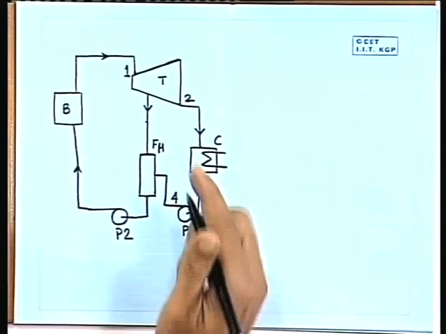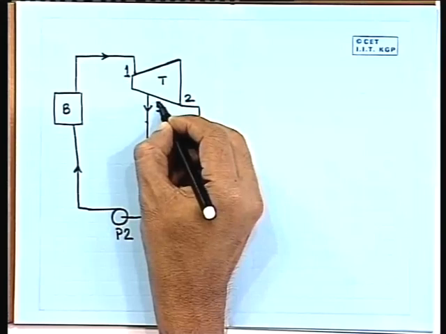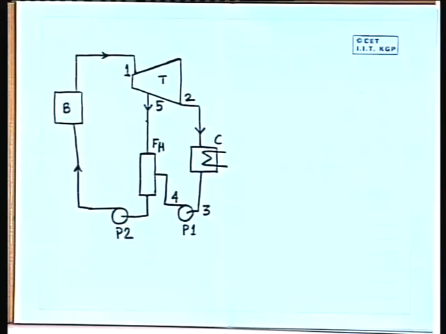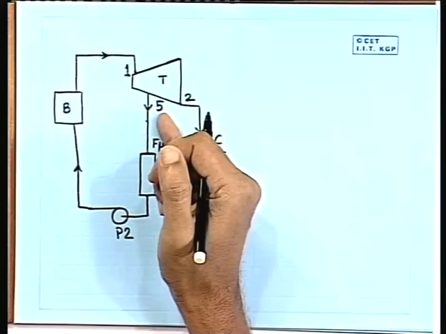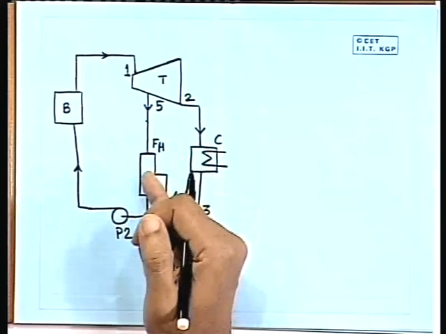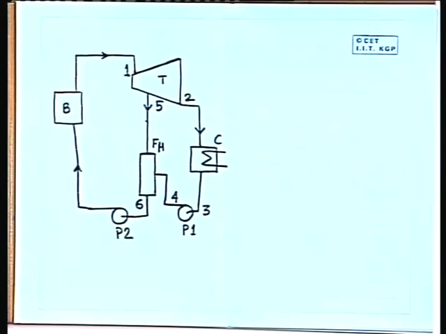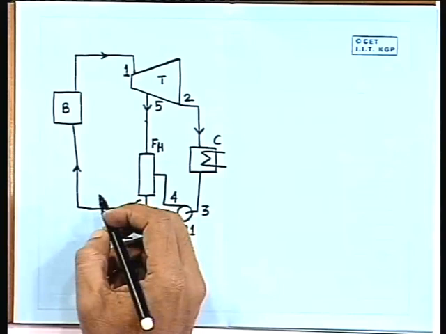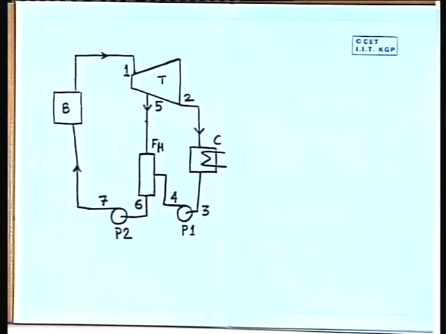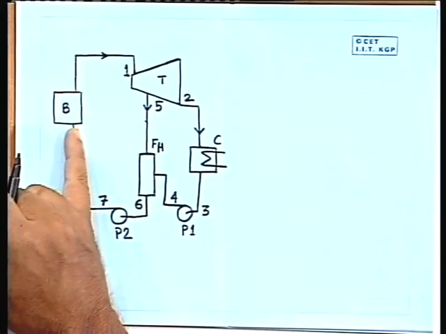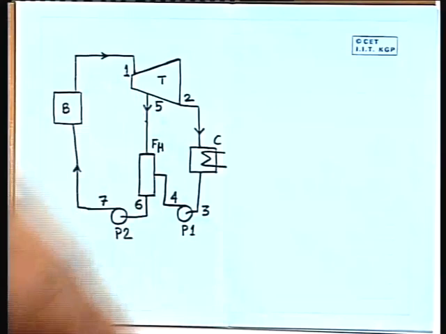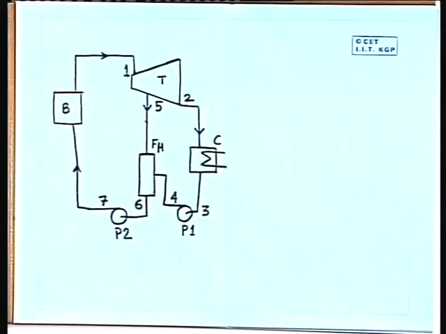Then from the turbine, in between, some steam was extracted. This steam is known as bleed steam. So the condition of the extracted steam or bleed steam is denoted by 5. So steam at condition 5 and condensate at condition 4 mix together and we get the mixture at condition 6, which is generally at saturated liquid condition. This saturated liquid at 6 is pumped to the pressure of the boiler, which is denoted by condition 7. And then in the boiler, from condition 7 to condition 1, the water is raised to superheated steam, and that is done by the heat addition in the boiler.